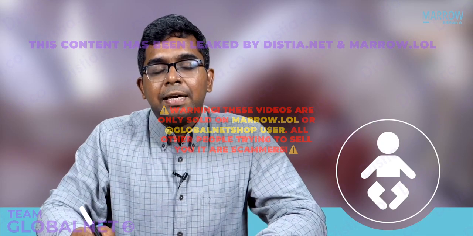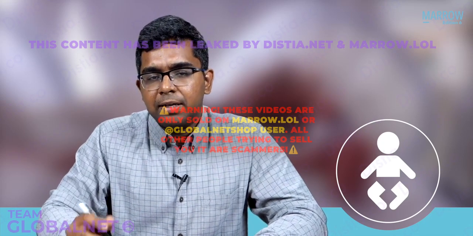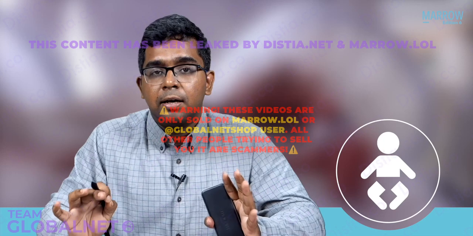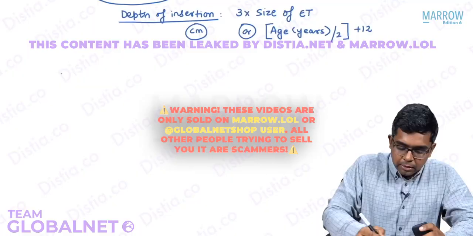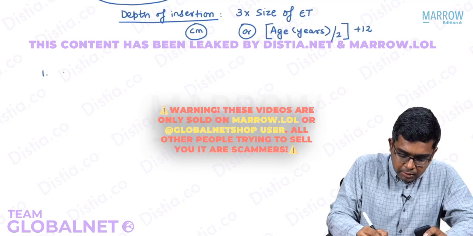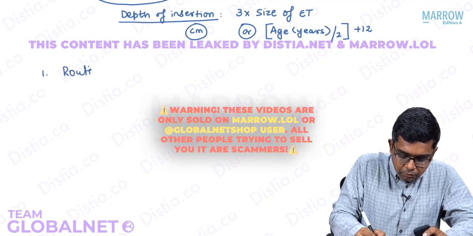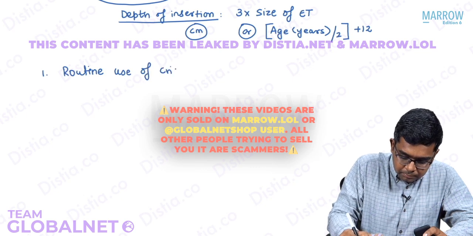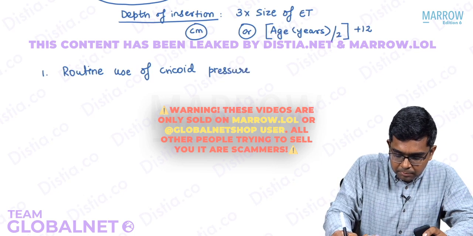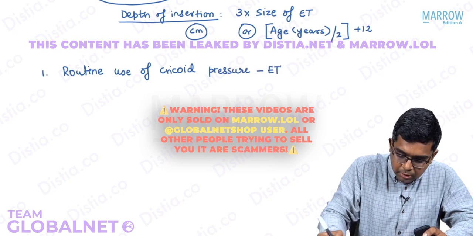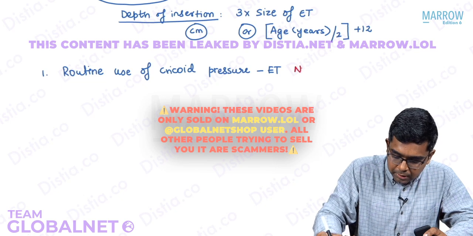Now, in the updated PALS 2020 guideline, there are certain important facts which have been given, which are to be followed from now on. Number 1 is regarding the routine use of cricoid pressure during endotracheal intubation, which is not advised or not recommended. Very important.